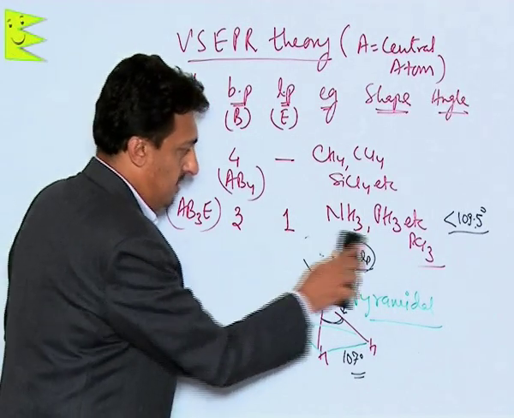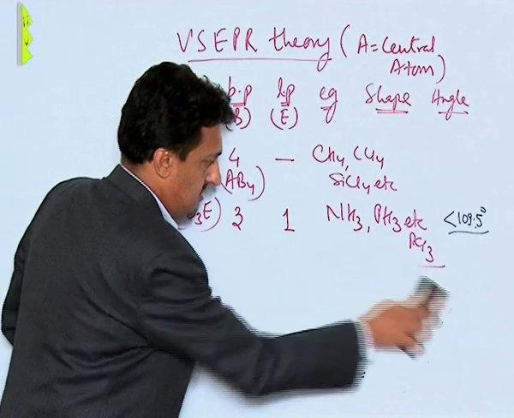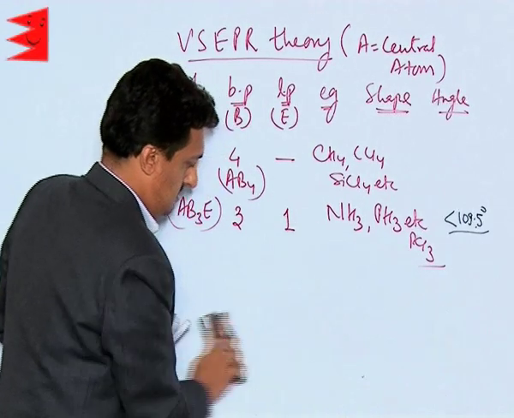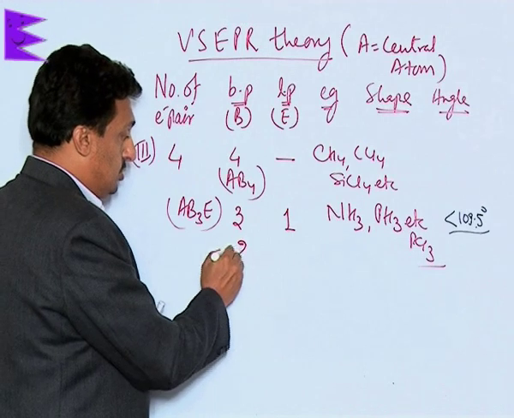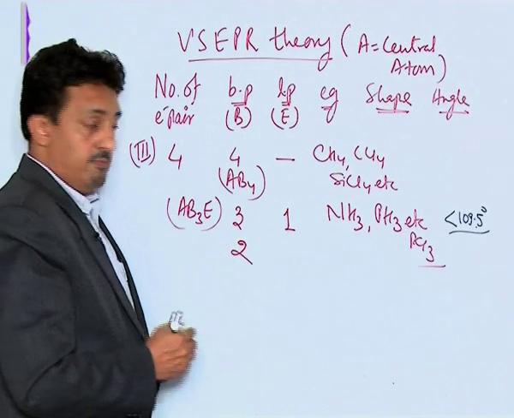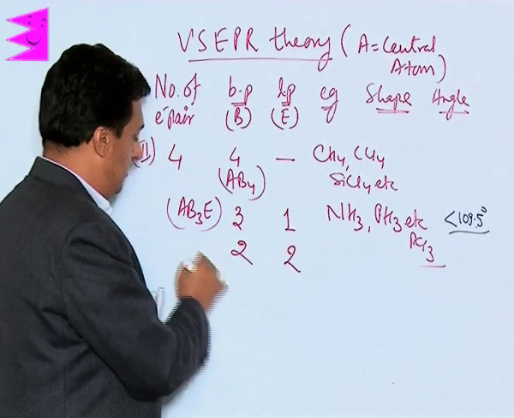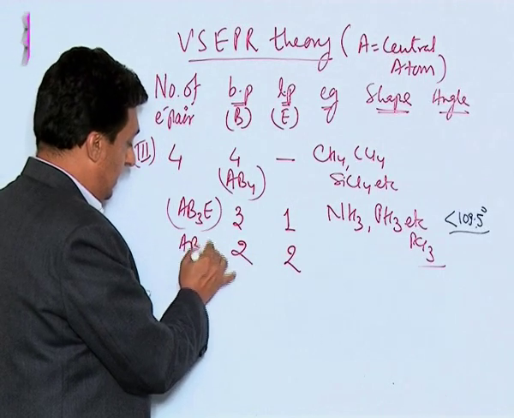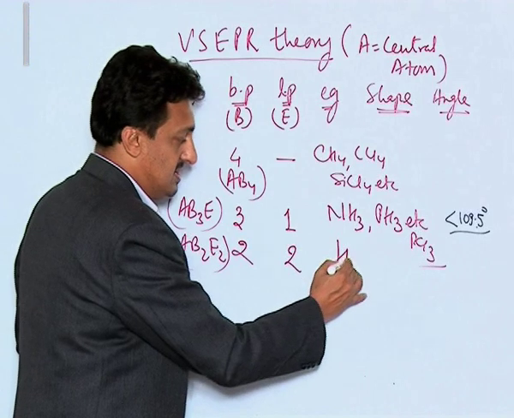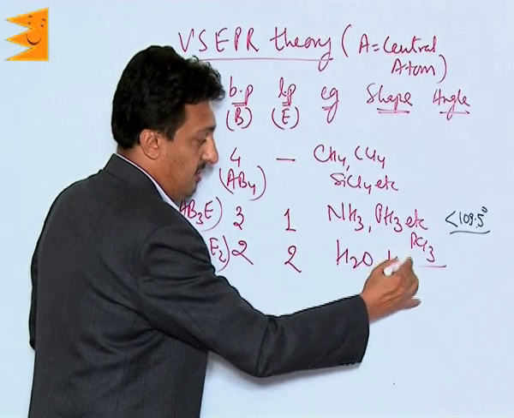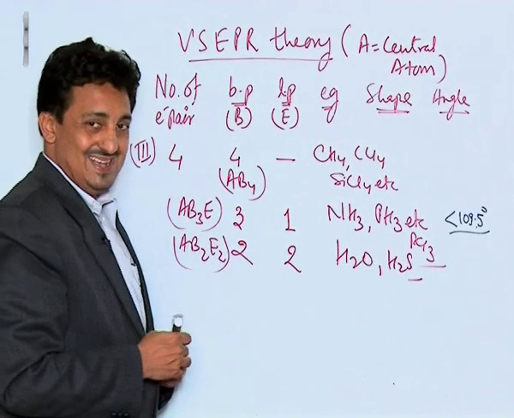Let us take one more case in which we have 2 bonded pairs, 2 lone pairs. We call it AB2E2. The example is water molecule, H2S, etc.